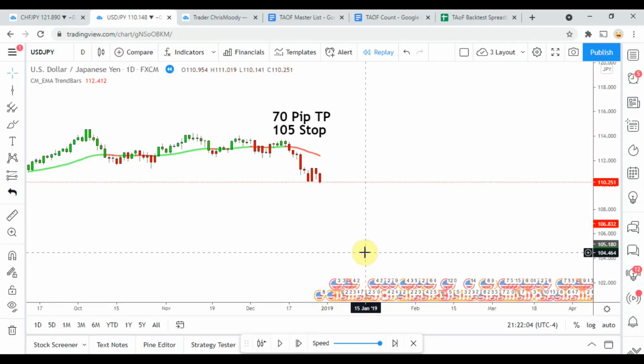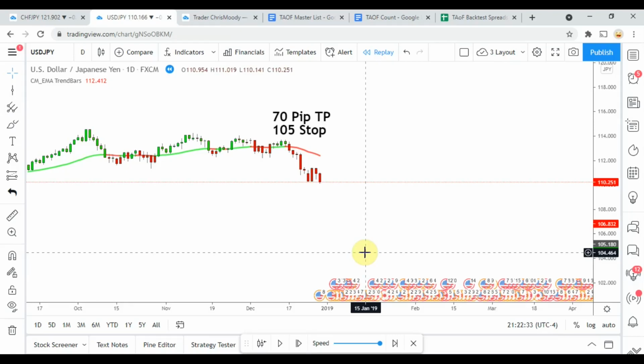All right. So today's indicator is the EMA trend bars indicator. It's actually the CM EMA trend bars indicator. The CM stands for Chris Moody. Chris Moody is the creator, the TradingView member who coded this particular indicator. This one was recommended by one of the viewers in the comment section of one of the videos.